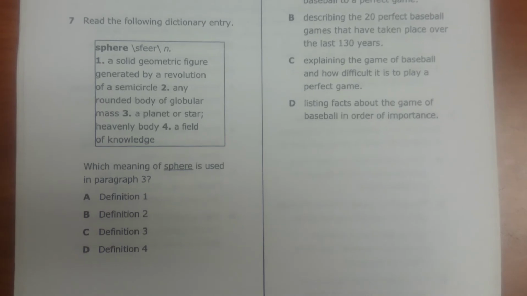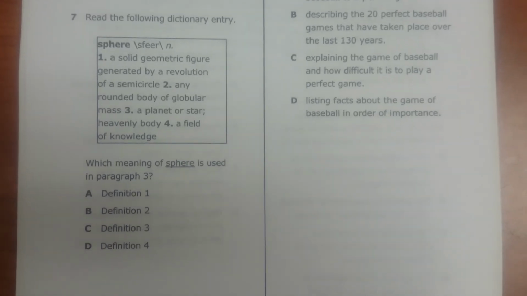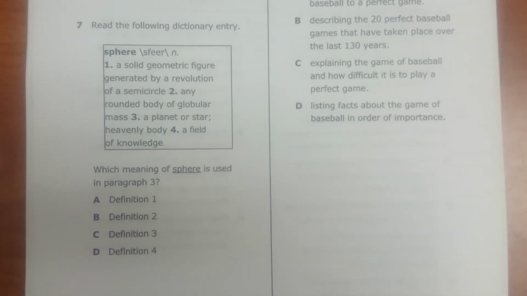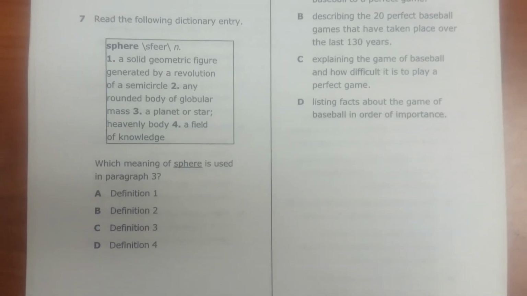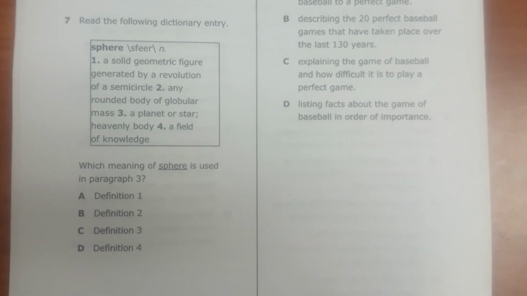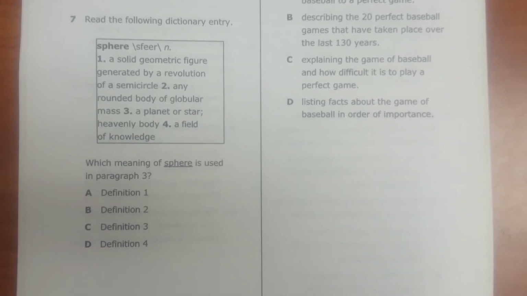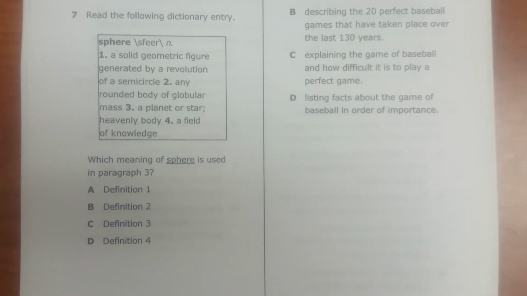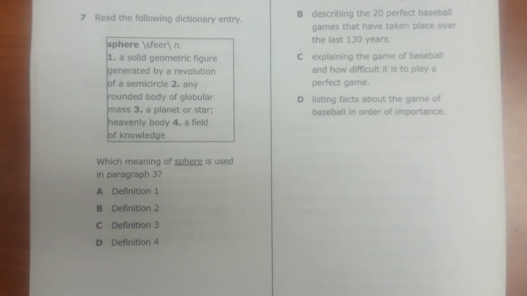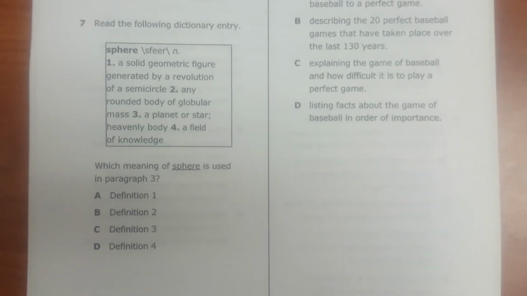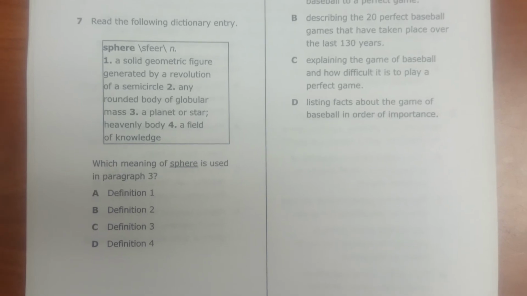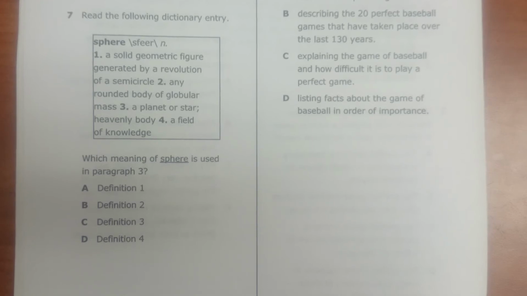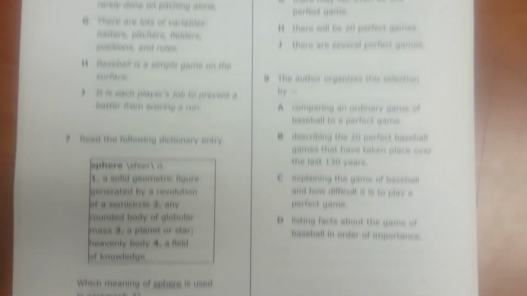7. Read the following dictionary entry. Sphere. 1. A solid geometric figure generated by a revolution of a semicircle. 2. Any rounded body of globular mass. 3. A planet or star, heavenly body. 4. A field of knowledge. Which meaning of sphere is used in paragraph 3? A. Definition 1. B. Definition 2. C. Definition 3. D. Definition 4.